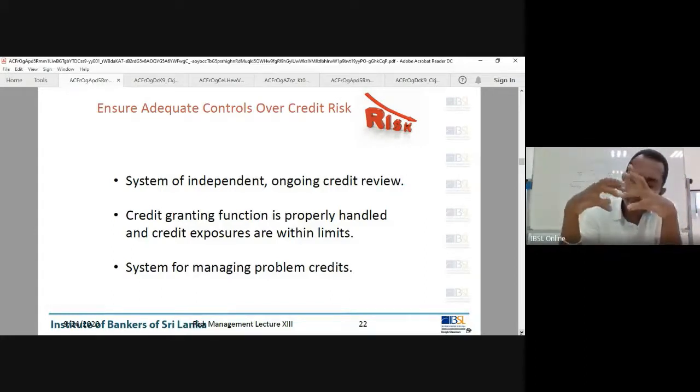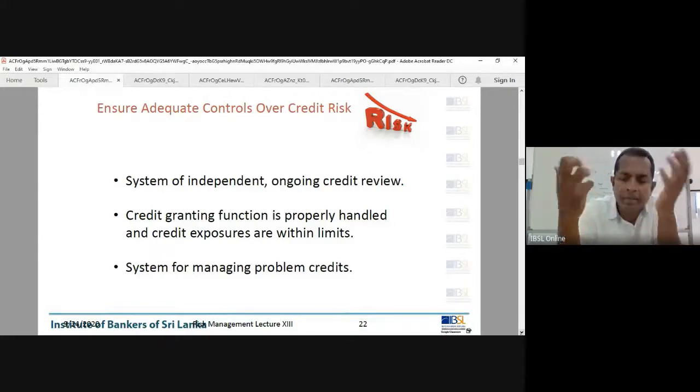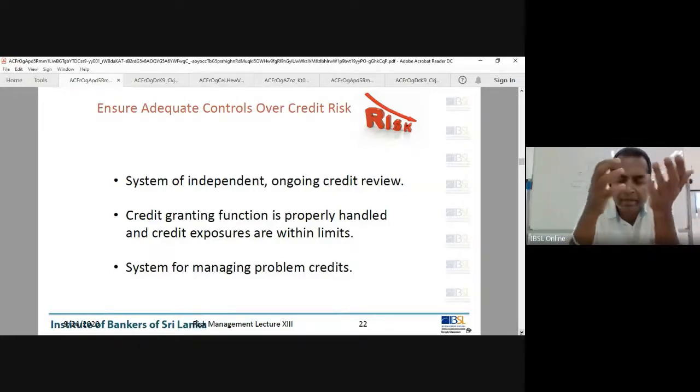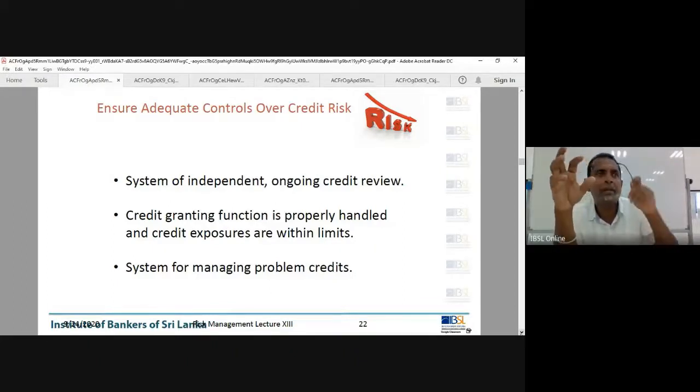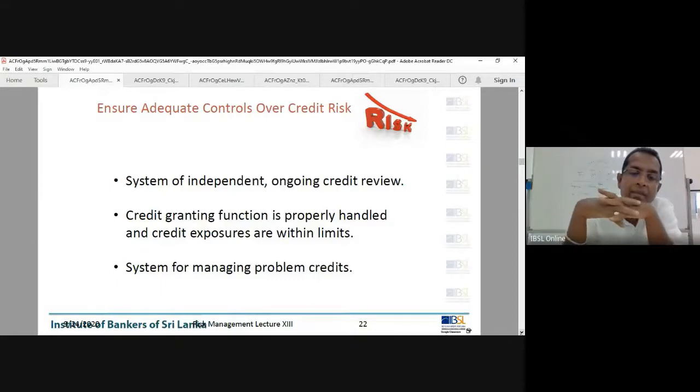Then you have to have annual reviews for short-term facilities. Annual reviews is a must. That is to see whether the customer is operating properly, any changes to the initial expected risk level. Credit granting function is properly handled and credit exposures are within limits. Proper DLA, delegation of authority, sector segmentations, sector exposure, those things. Then system for managing problem credit. Recoveries, that is the last part.